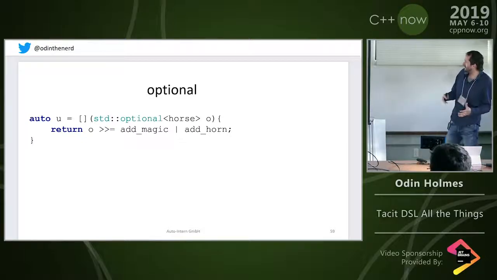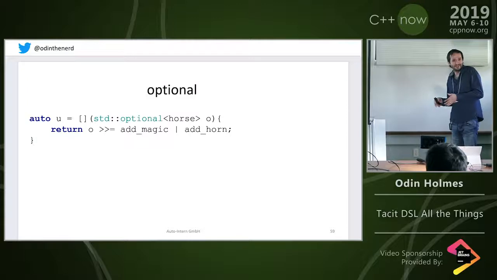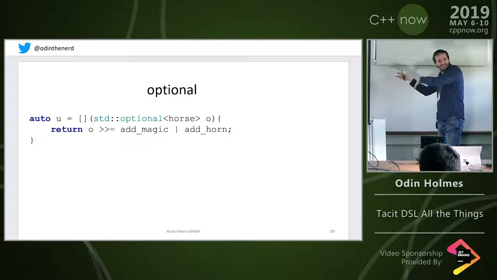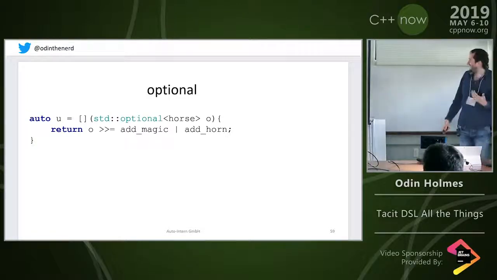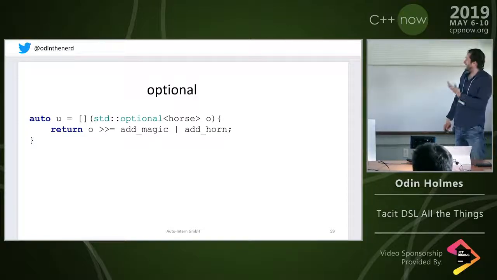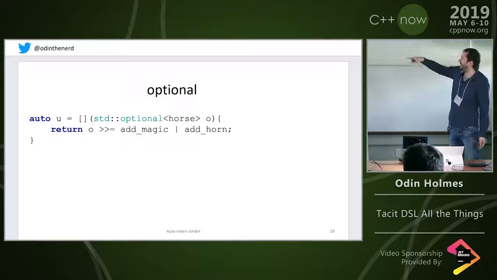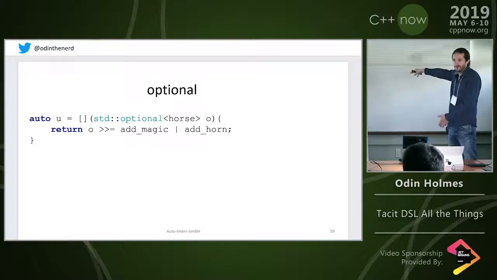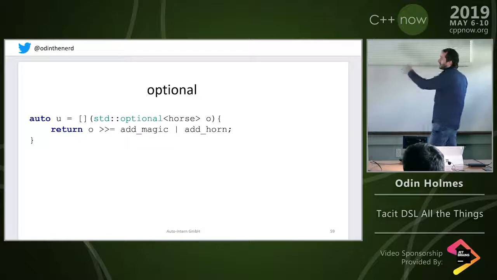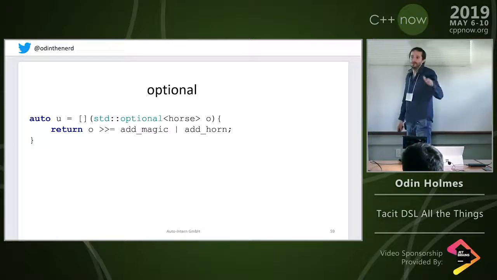So if I have a horse and I want to add magic to this horse, and then I want to add a horn to this horse, okay, that'll work, right? If I didn't have a horse, like if the optional didn't have anything in it, then I'm going to skip add magic and skip add horn because I still have nothing. And I could put in an or else, which would match having nothing coming down the pipe, and otherwise would just forward everything through to the next thing, right?